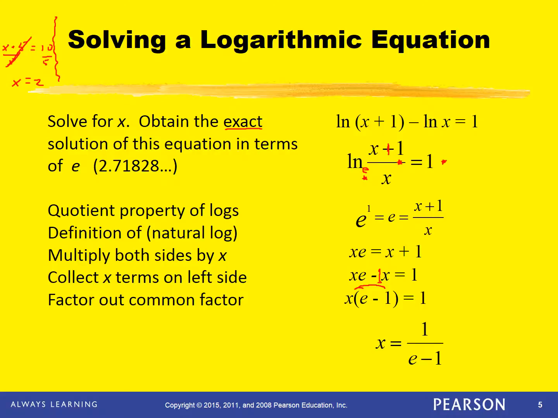There's no better way to write that than 1 over e minus 1. Okay? We don't want to approximate. We don't want to go to the calculator because we were told in the instructions not to do that. It doesn't say round your answer or get an approximation. It says give the exact answer. And any approximation is not exact. So the answer is 1 over e minus 1.